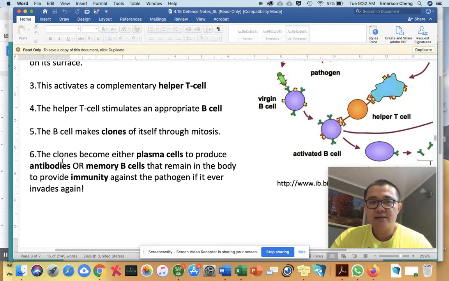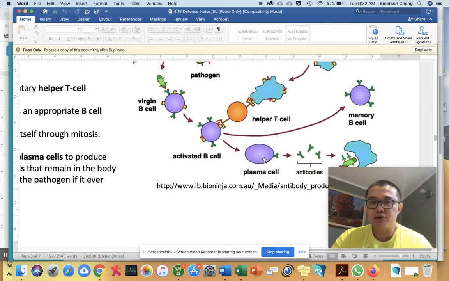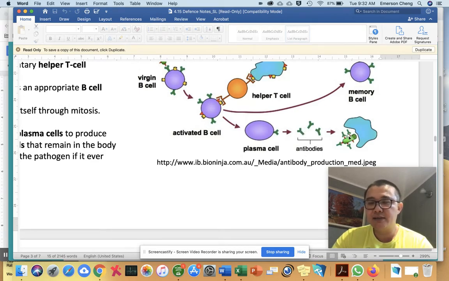Now, these clones either become plasma cells to produce antibodies, just like this diagram here. They just keep on pumping out antibodies. And these antibodies, as the video said, attach to the antigens. So it either flags it for more phagocytes or macrophages to engulf it, or just neutralizes it on its own.